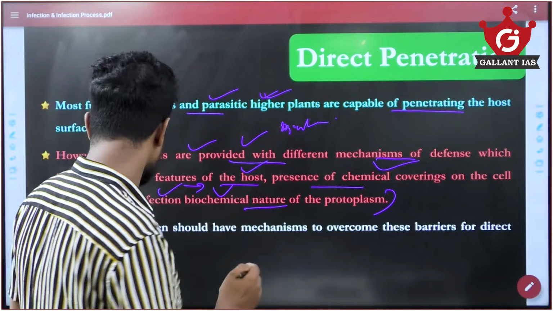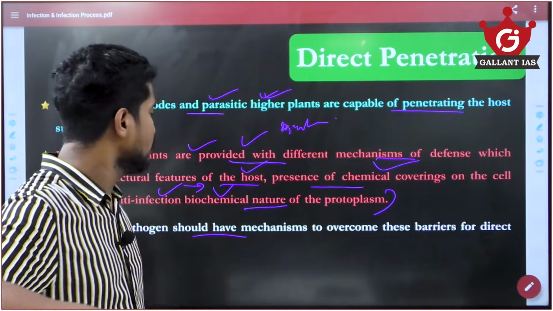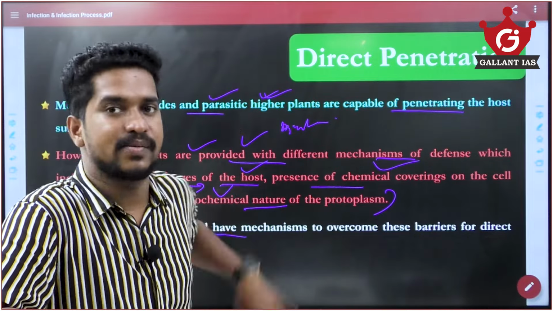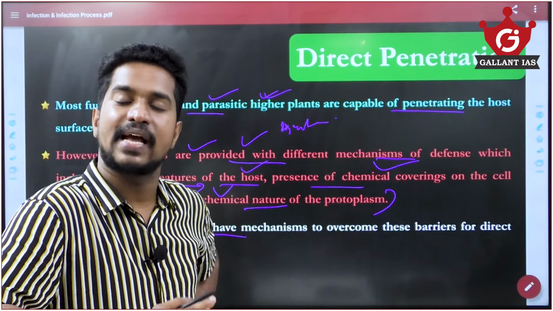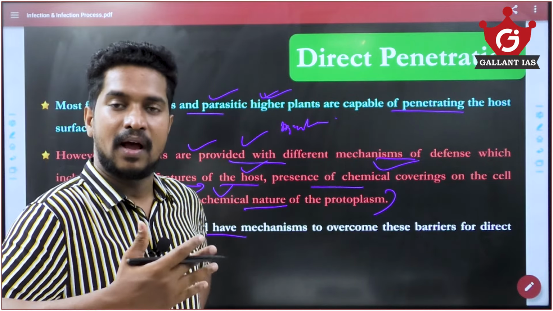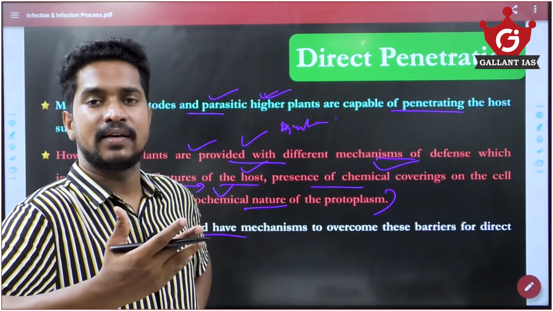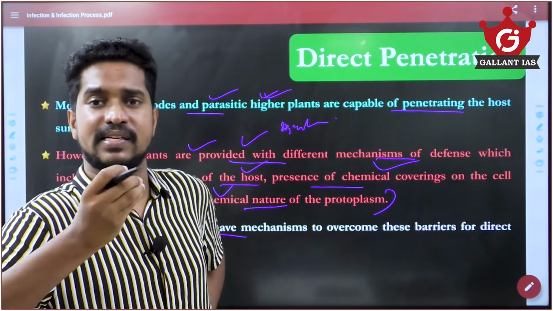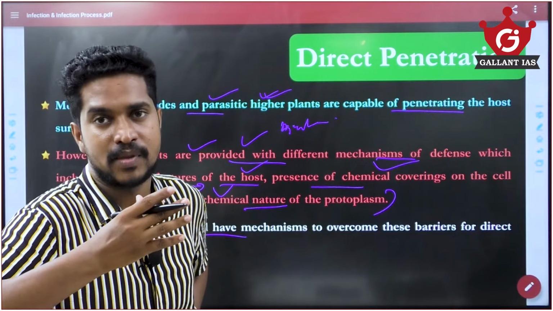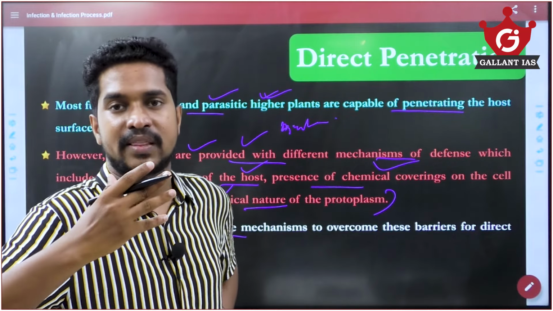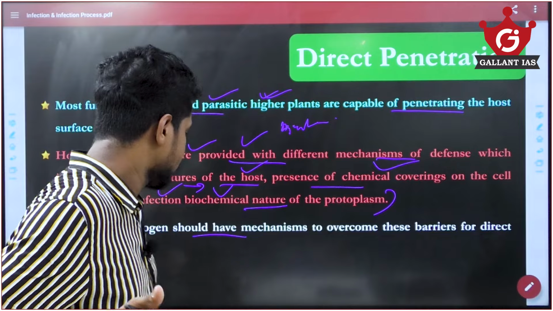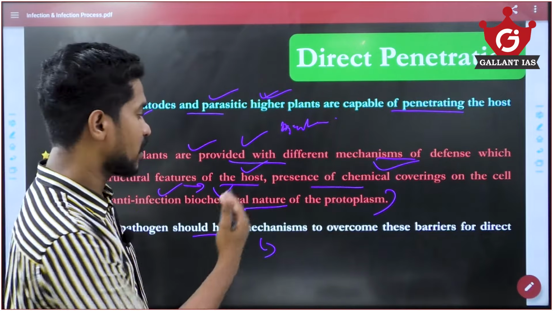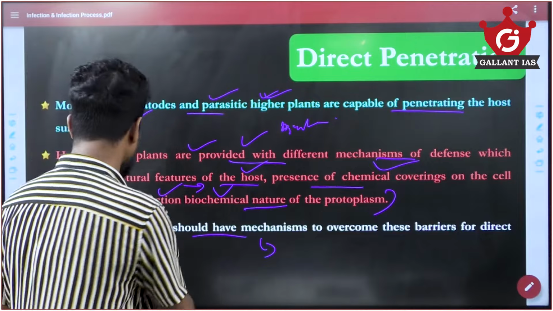Hence the pathogen should have mechanisms to overcome these. So there are natural defense mechanisms in plants, and yet infections are still there in plants. That means these pathogens overcome the defense mechanism, or overcome these barriers to direct penetration.